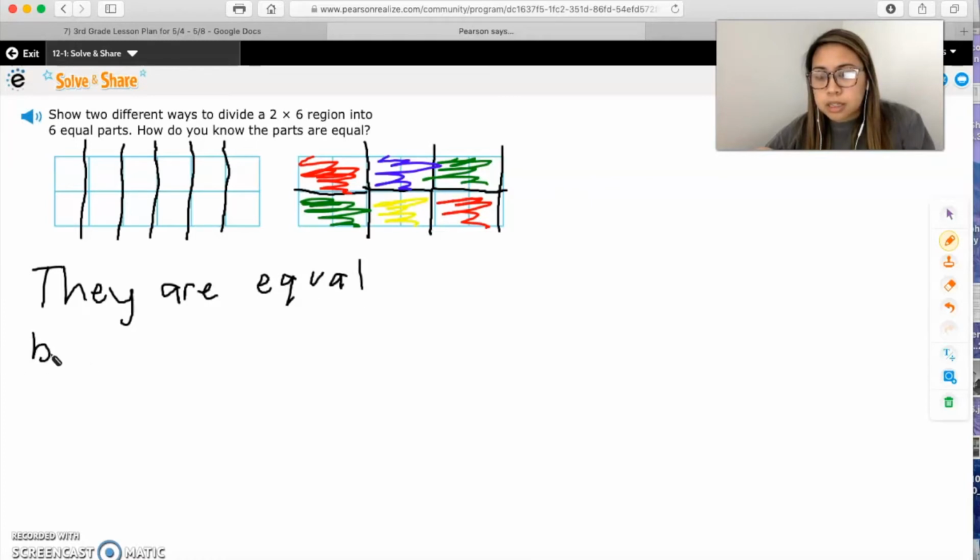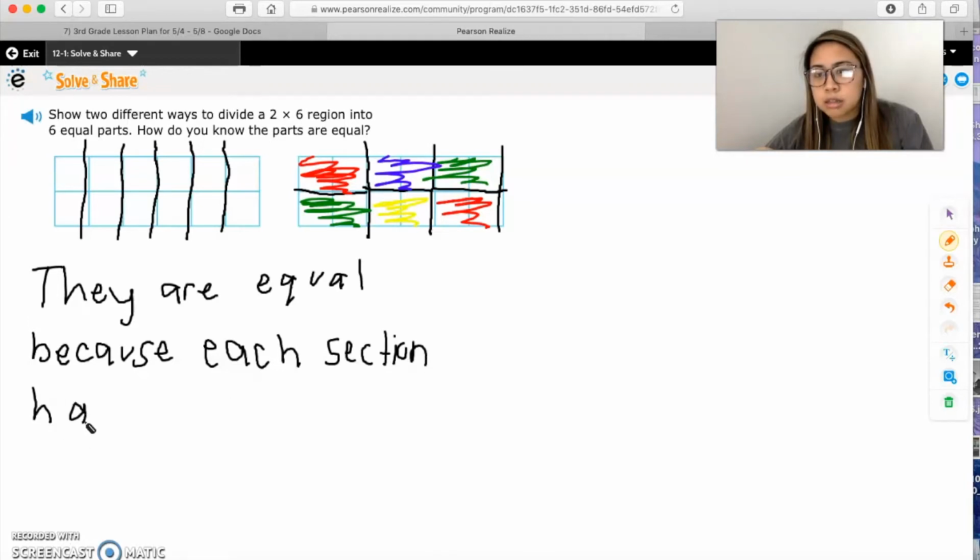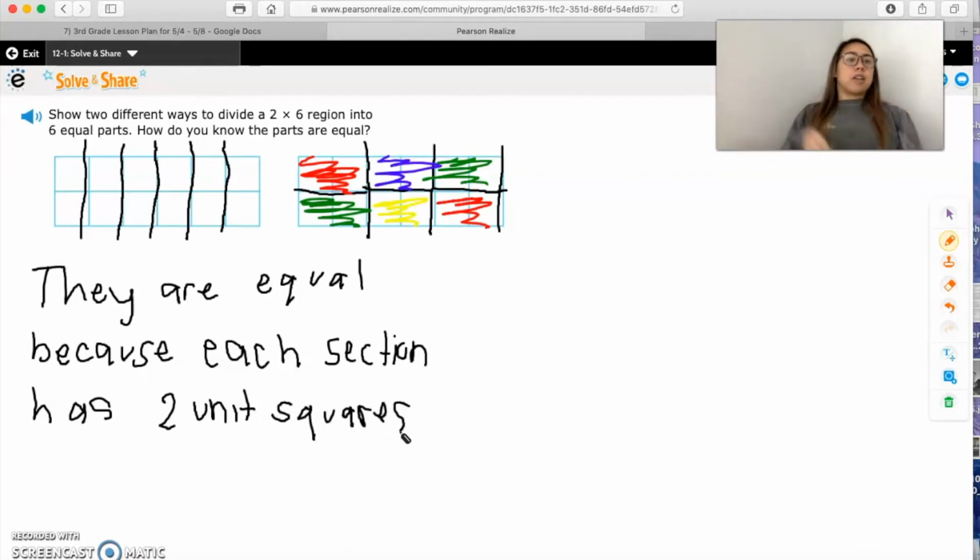Actually, I'm going to say they are equal because each section, why didn't I just type this? Each section has 2 unit squares. I'm really regretting this, you guys. Okay, there we go. So they're equally divided into 6 sections, and each section has 2 squares, and there's nothing left over, so everything is equal.